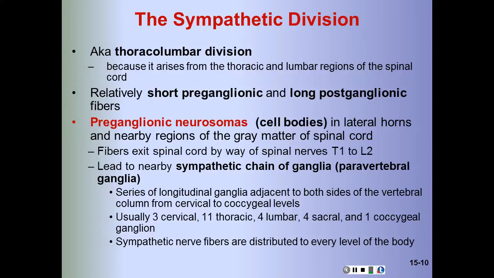Now the number of ganglia varies, but usually there are approximately 3 in the thorax. In the cervical we have 3, in the thoracic 11, in the lumbar 4, in the sacral 4, and 1 in the coccygeal ganglion. Now the nerve cords from the thoracic region ascend to the ganglia in the neck and cords from the lumbar region descend to the sacral coccygeal ganglia.